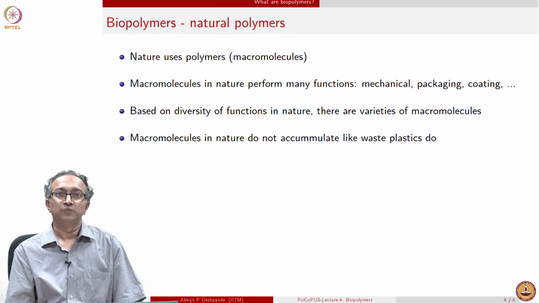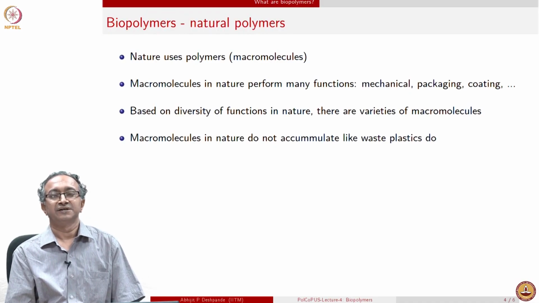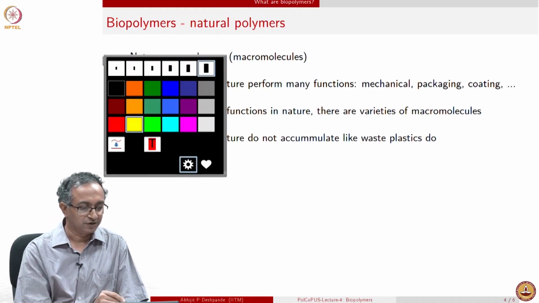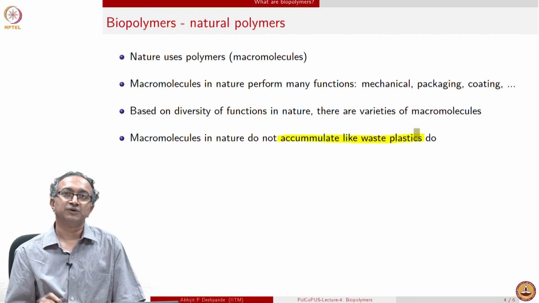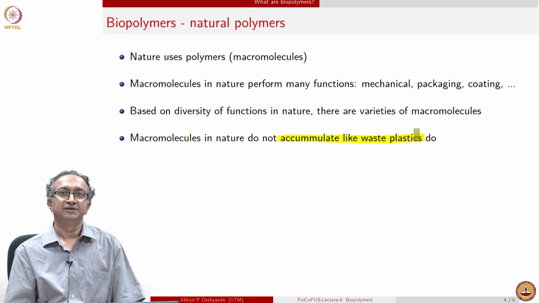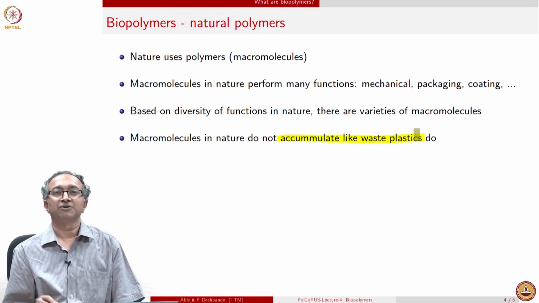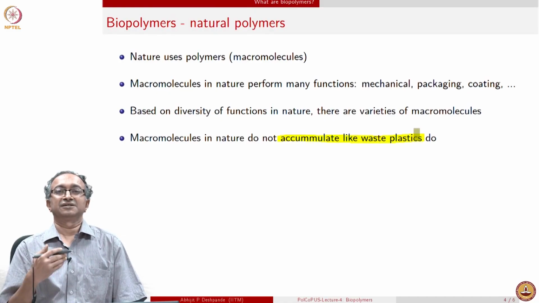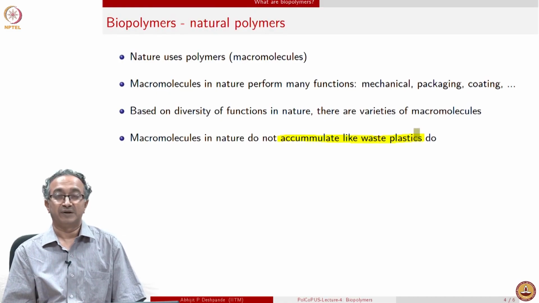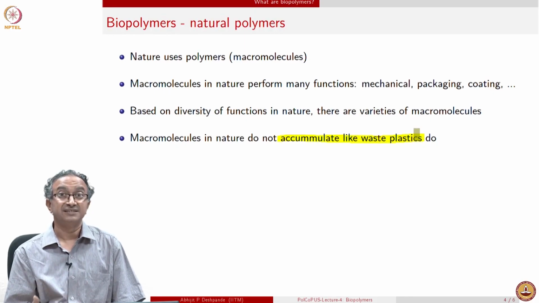And the key thing about these polymers in nature is that they do not accumulate as waste plastics. Within the natural cycles, what are called the biogeochemical cycles, the generation and consumption of these macromolecules is already built in. Therefore, there is no accumulation of these waste plastics. This is a key indicator, given the requirement of waste utilization and waste handling of plastics, the way we use them, mainly these synthetic plastics.